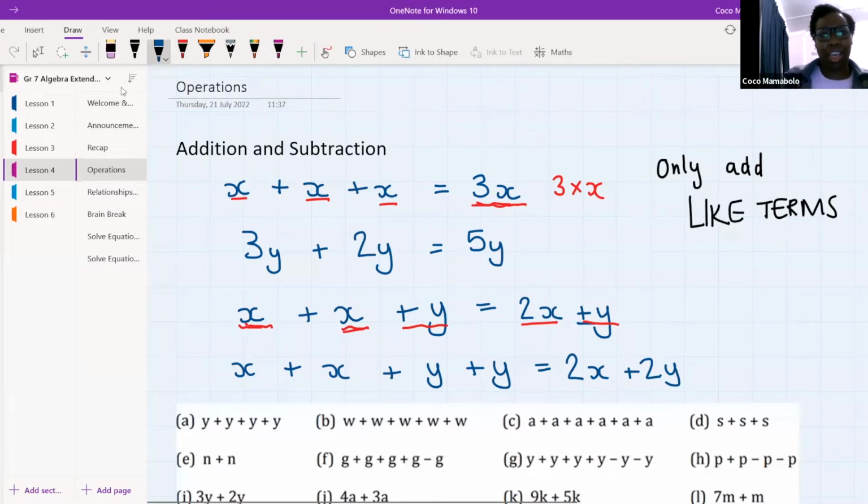Here, I've got 2 x's, therefore I write 2x, and I've got 2 y's, therefore I write 2y. See how we put a plus in between them? Hello, Titan. Okay, we write a plus in between them, and that's because we've counted how many of them we have.